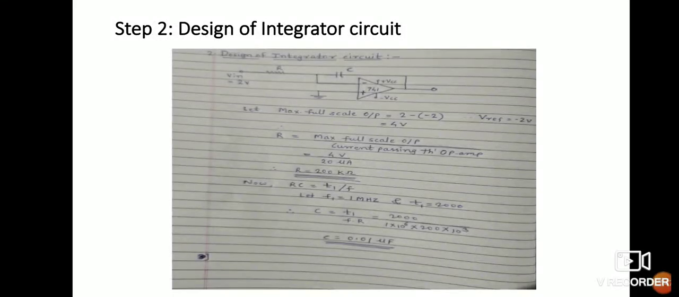Now next, RC is equal to T1 divided by F, where T1 and T2 are the count. So for the 3.5 digit, the T1 will be 2000. Already we discussed this step in the last lecture.